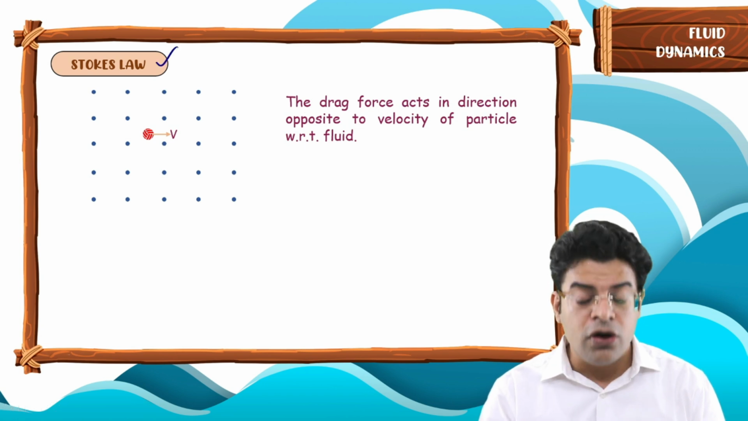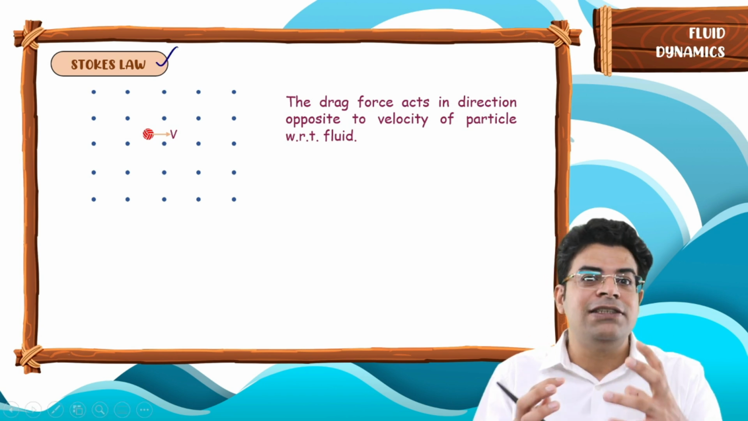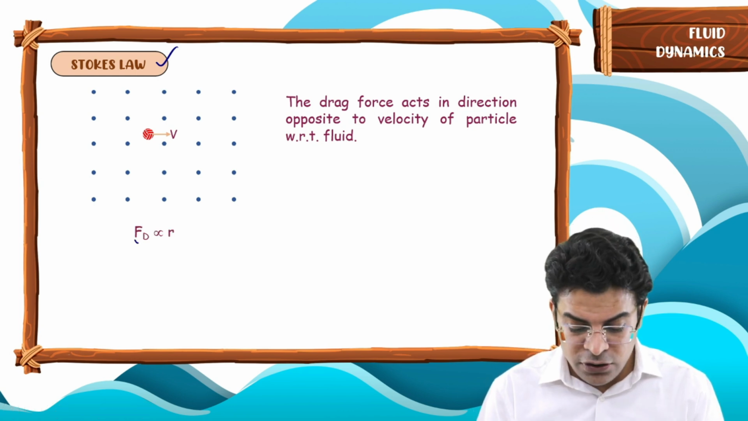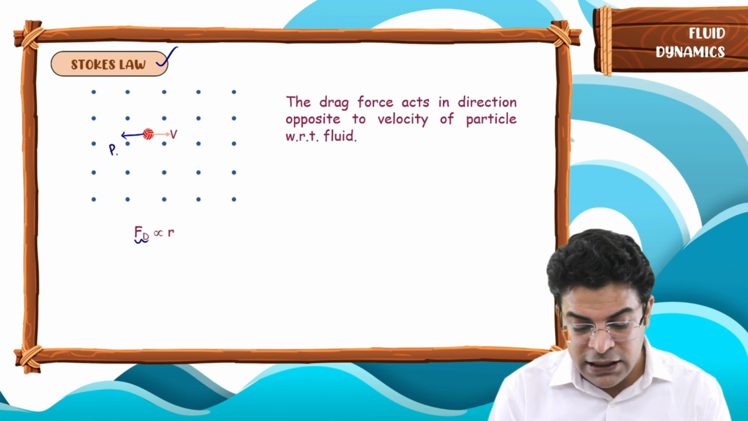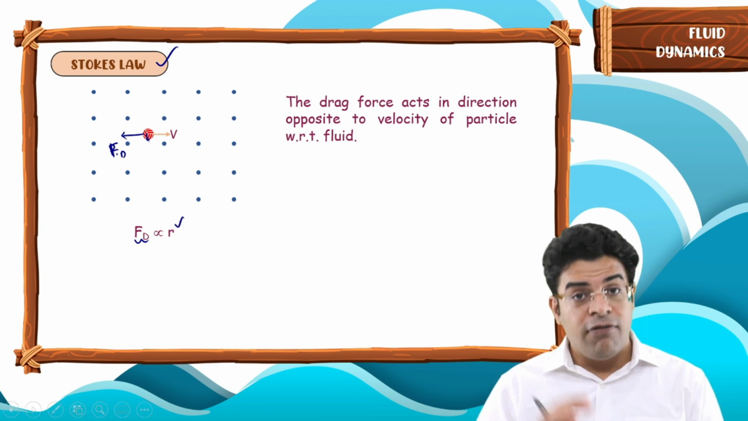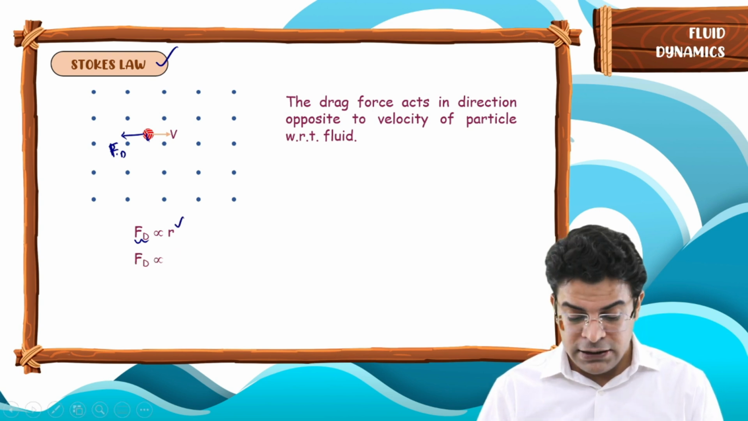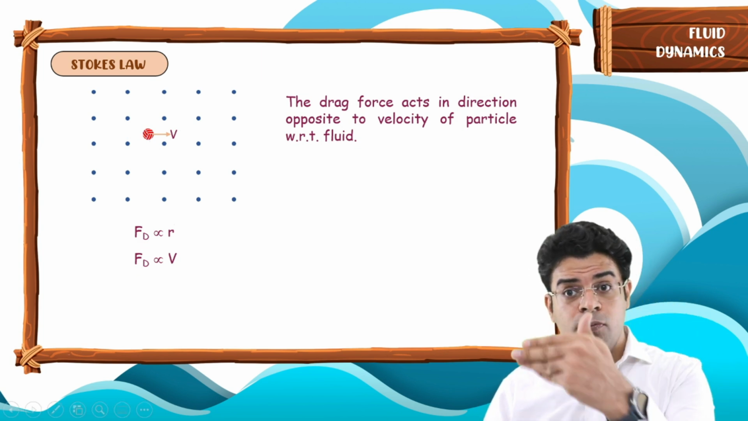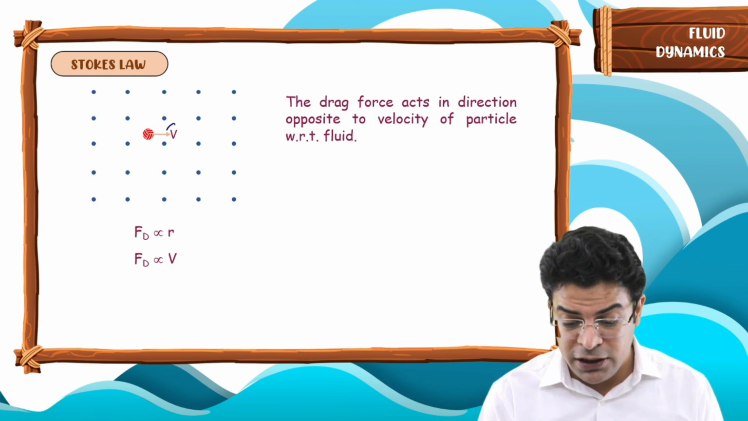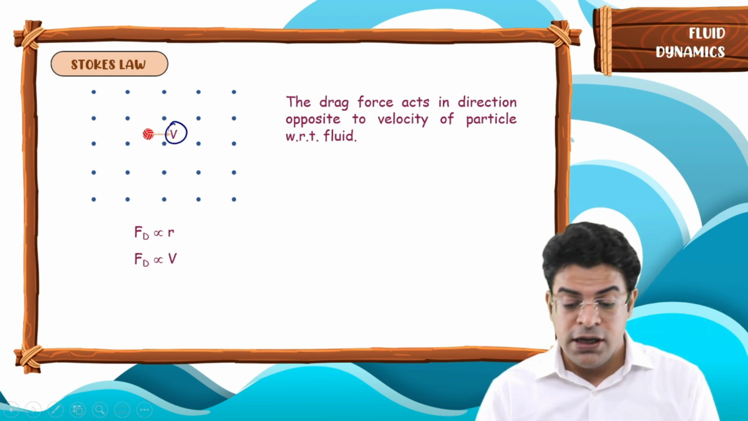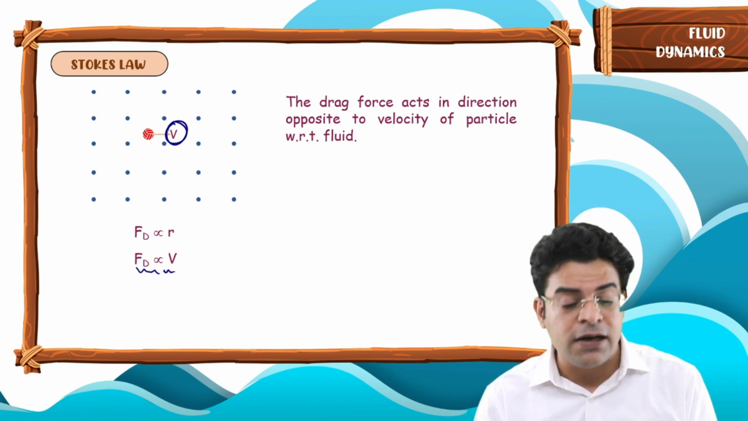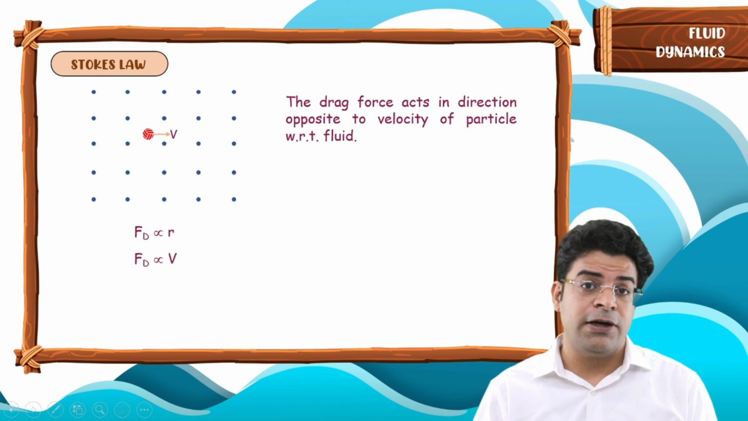Now Stokes law gives us the idea of how much this force is and how to calculate it. So we have found that the force acting on the particle is directly proportional to the radius of the particle. We have also found from experiments that the drag force is directly proportional to the velocity. So the faster the particle moves, the higher the drag force. If the speed of the particle doubles, the drag force doubles. If the speed of the particle triples, the drag force triples. That is the meaning of the drag force being directly proportional to the velocity of the particle with respect to the fluid.